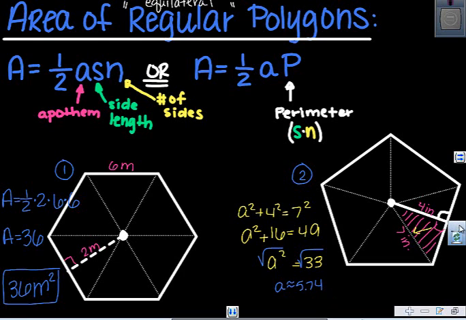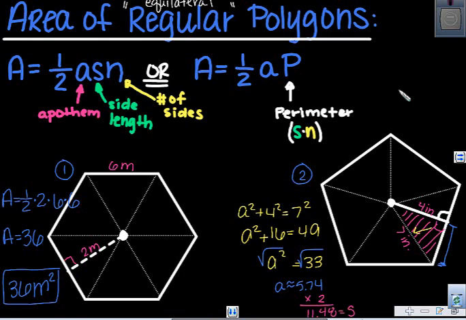Now, again, that is not your full side length. That is halfway to the edge. So we have to double that. So I'm going to multiply by 2. And 5.74 times 2 is approximately 11.48. So that is my S, my side length.